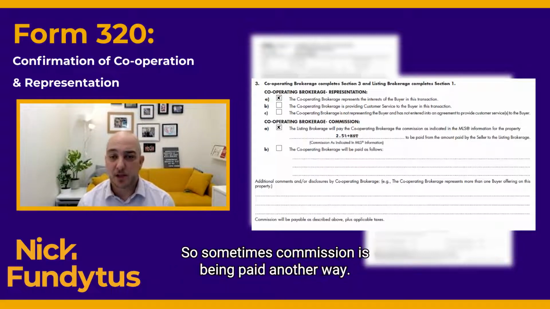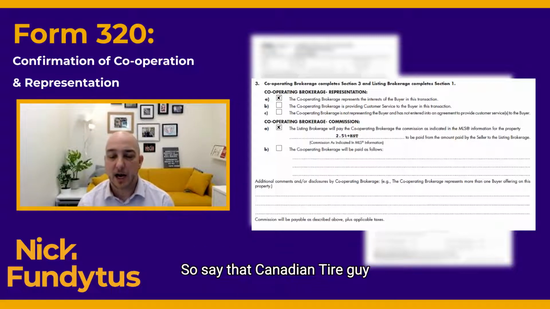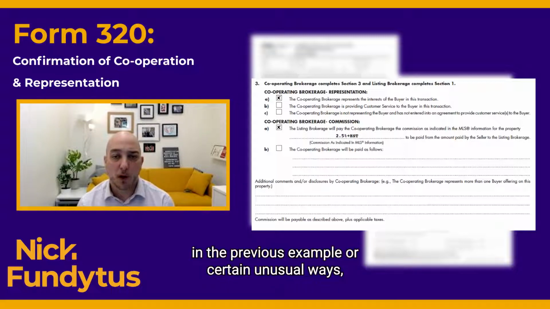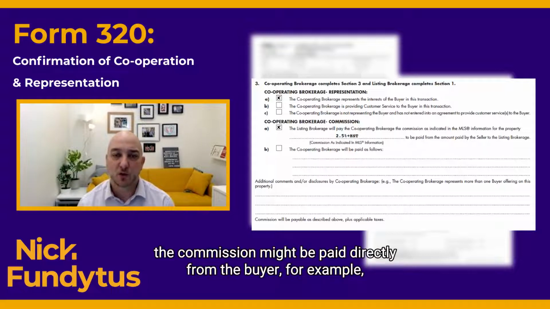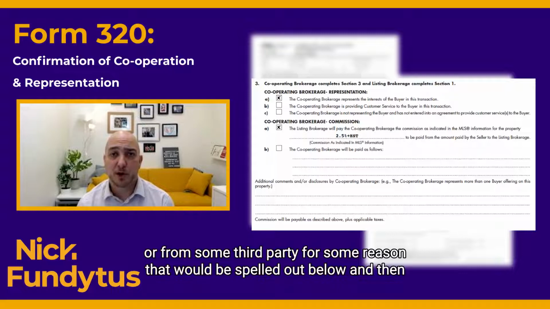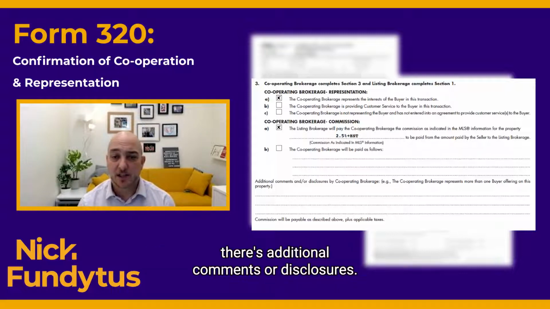And then B, so sometimes commission is being paid another way. So let's say that Canadian Tire guy in the previous example, there are certain unusual ways that commission might be paid. Like directly from the buyer, for example, or from some third party for some reason, that would be spelled out below. And then there's additional comments or disclosures.